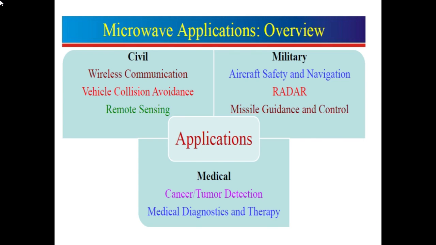So we know where microwaves are used. Microwaves have wide applications in civil, military, and medical fields. In civil, we have wireless communication, vehicle collision avoidance, remote sensing, and aircraft safety and navigation. Radar and missile guidance are in military. And under medical, we have cancer and tumor detection, and medical diagnostics and therapy.